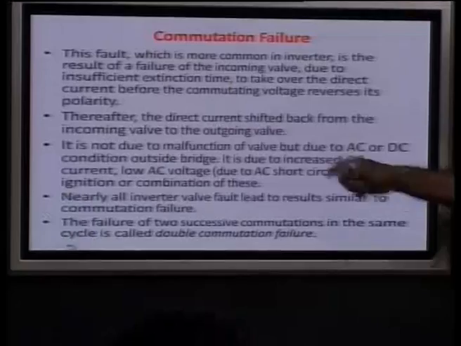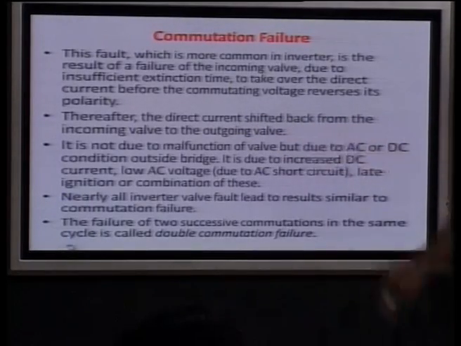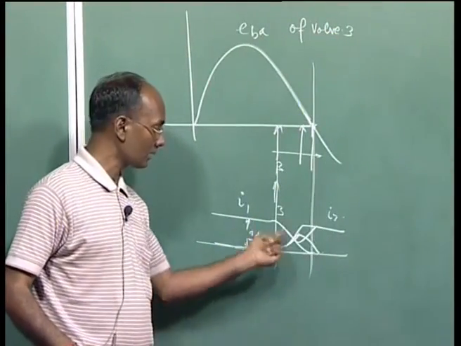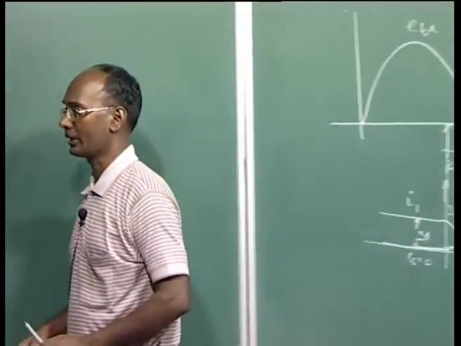Due to this, the direct current shifts back from the incoming valve to the outgoing valve, because valve 1 was the outgoing valve and valve 3 was the incoming valve, and the current is reversing back, and finally I1 is taking the complete current.